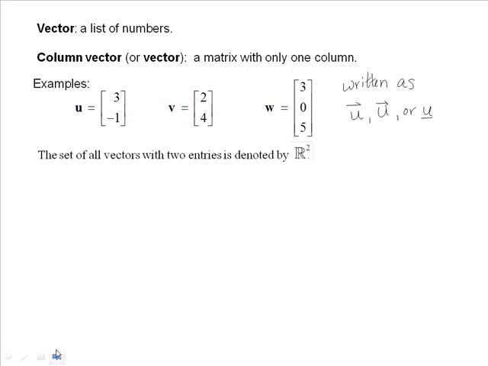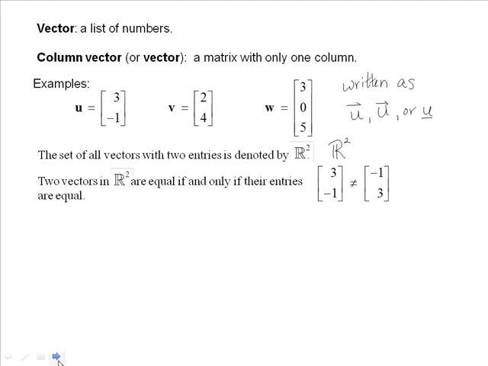The set of all vectors with 2 entries is denoted by R squared, and a lot of times you'll see R written with 2 double lines, the capital R squared like that. So that's how we'll note it sometimes. 2 vectors in R squared are equal if and only if their entries are equal. So for example, these 2 vectors are not equal because the entries have to be equal and they have to be in the same location.